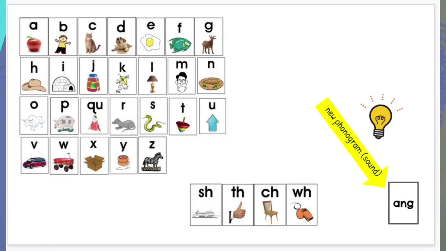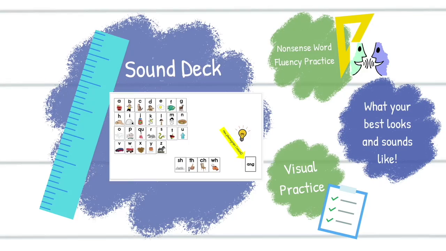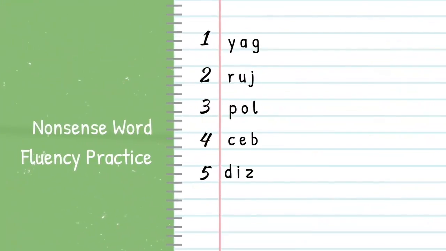And our new sound or new phonogram today, if you notice, it's on one card, friends, so it only makes one sound. There are 3 letters working together to say one sound, and that sound is ang. Ang.